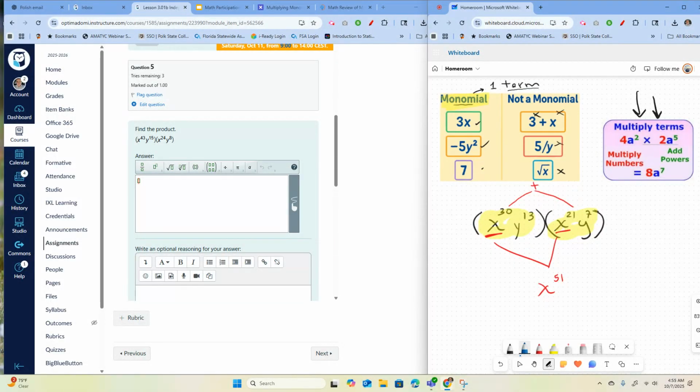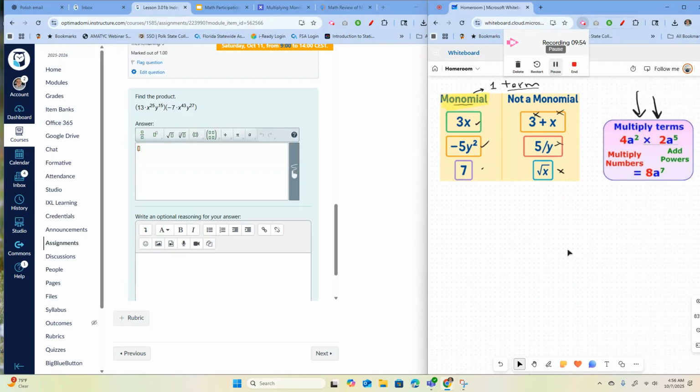Now I'm going to do the same thing with the y's. Now I'm going to multiply the y's. So I'm going to keep the y. And what I'm going to do with the exponents of the y is add them. And that's how I get to the 20th power. And that's how you do problem number 5.